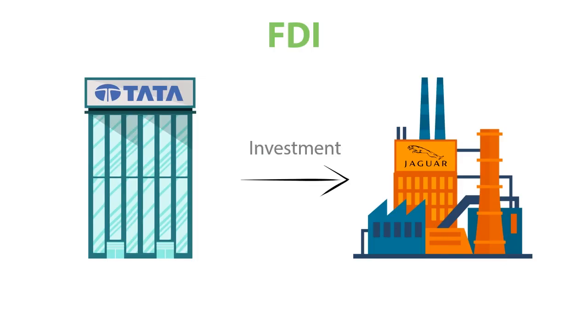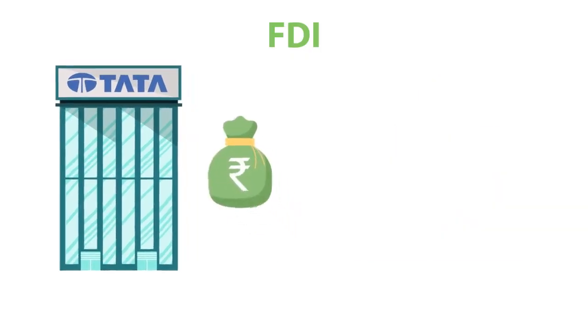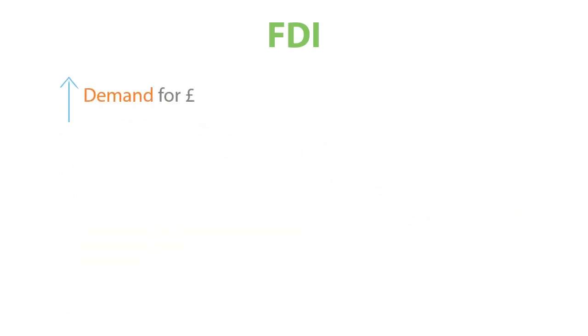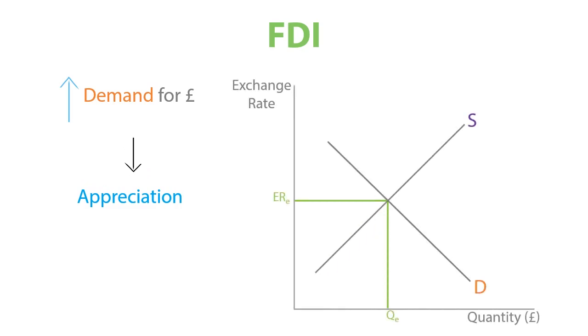But when Tata went into the payment, Jaguar wouldn't accept Indian rupees. So Tata needed to change their rupees for pounds, thereby increasing the demand for pounds. And an increase in the demand for a currency will cause a currency to appreciate. So Tata's foreign direct investment caused the UK pound to appreciate. And the more FDI a country receives from abroad, the more its currency will appreciate.